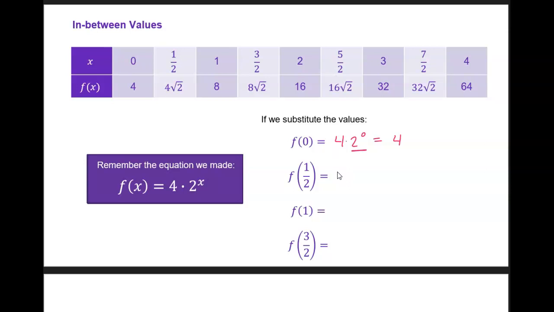Let's look at this for 1/2. 4 times 2 to the 1/2 equals 4 root 2. Okay, so 4 times 2 to the 1 is going to be 8, which again makes sense because 2 to the 1 is just 2, and 4 times 2 is, in fact, 8. And then 4 times 2 to the 3/2 is 8 root 2.